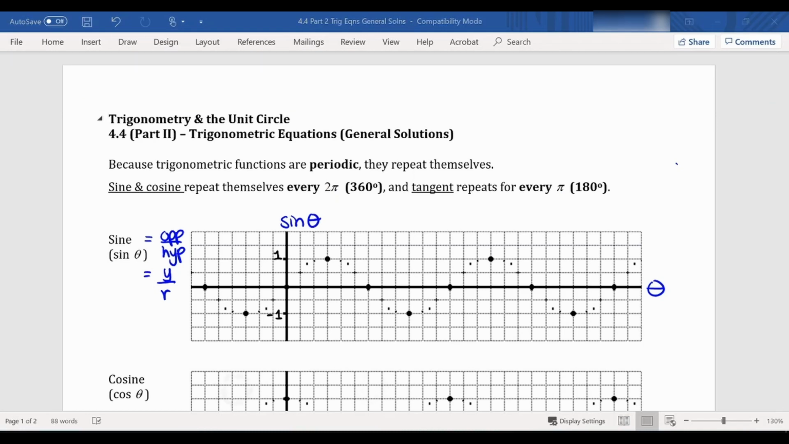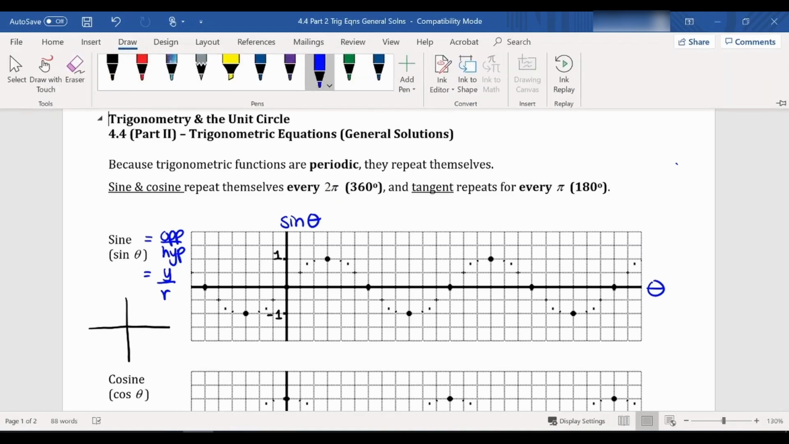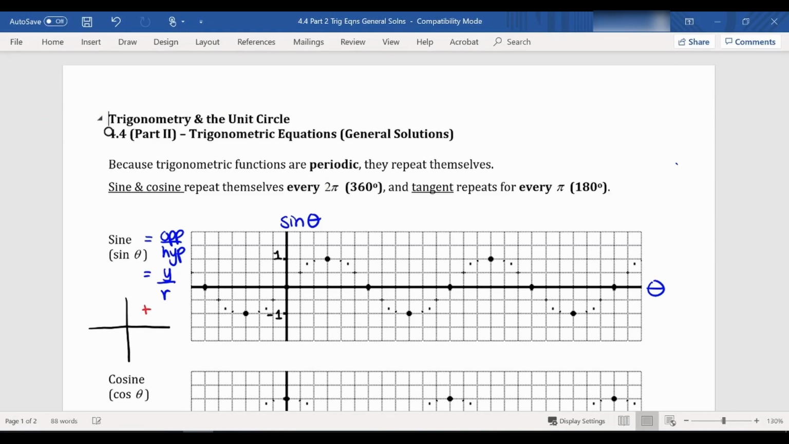Now we also know that in our quadrant system, sine is positive in the first quadrant and the second quadrant. We know it is negative in the bottom 2 quadrants. We know that on the initial axis, the positive x-axis, it's equal to 0. On the positive y-axis, it's equal to 1. On the negative x-axis, it's equal to 0 again. And on the negative y-axis, it's equal to -1.